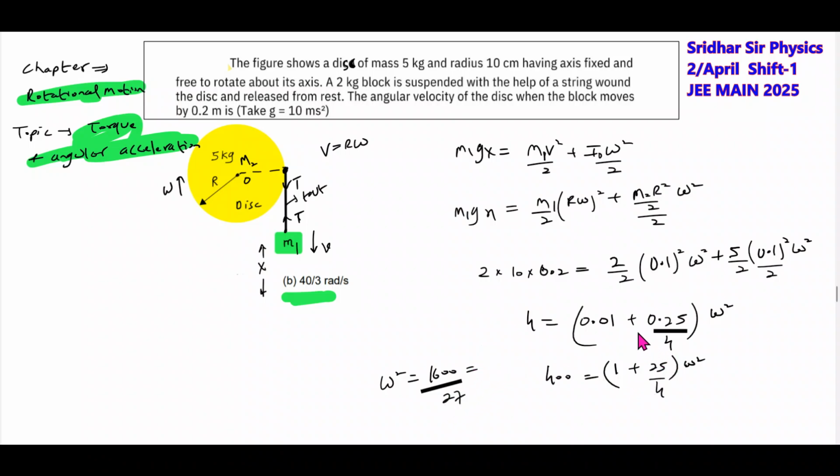Let me check the calculation. Here I think I missed it. 5 by 2 will be 0.05 by 4. So if you take 0.01 common, it'll become 400 here. This will become 1 plus 5 by 4. So this will become 9 by 4, 9 by 4 or 1600 by 9. So omega will be 40 by 3 radians per second.